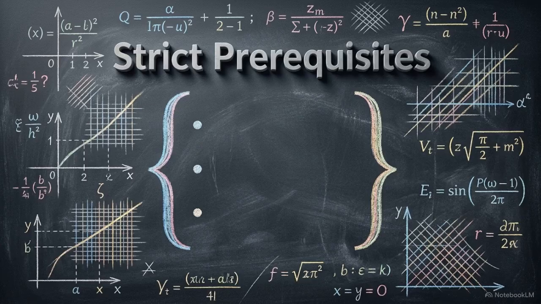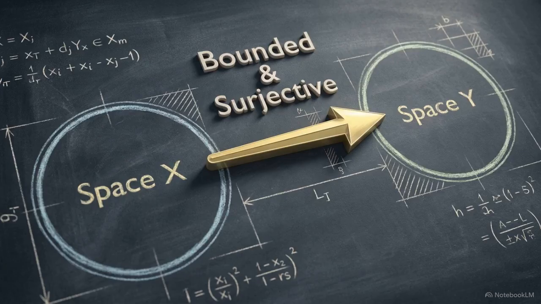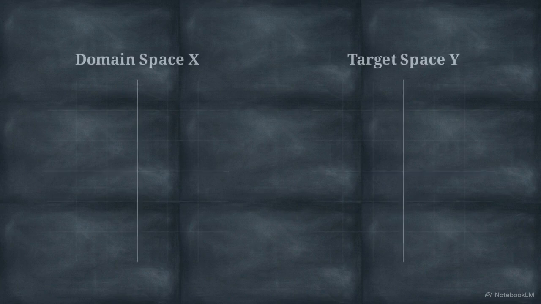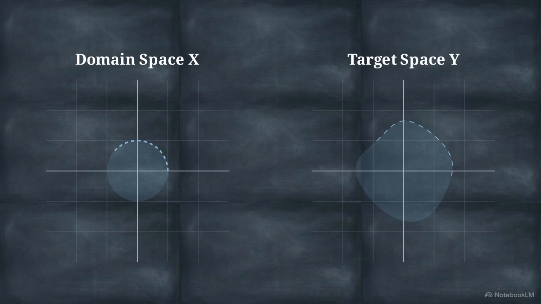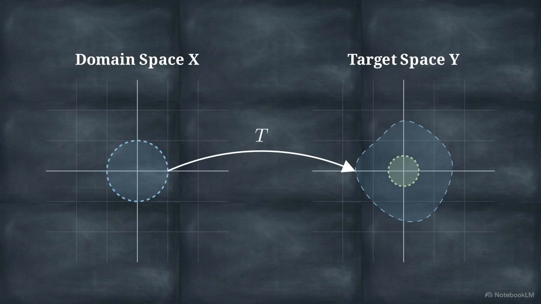The Open Mapping Theorem guarantees this behavior, but only under strict prerequisites. We need a linear operator that is both bounded and surjective, moving between two complete Banach spaces. This brings us to the core engine of the proof, lemma 4.12.3. This lemma states that if we map an open unit ball from the domain, its image in the target space will contain a smaller, perfect open ball centered exactly at the origin.